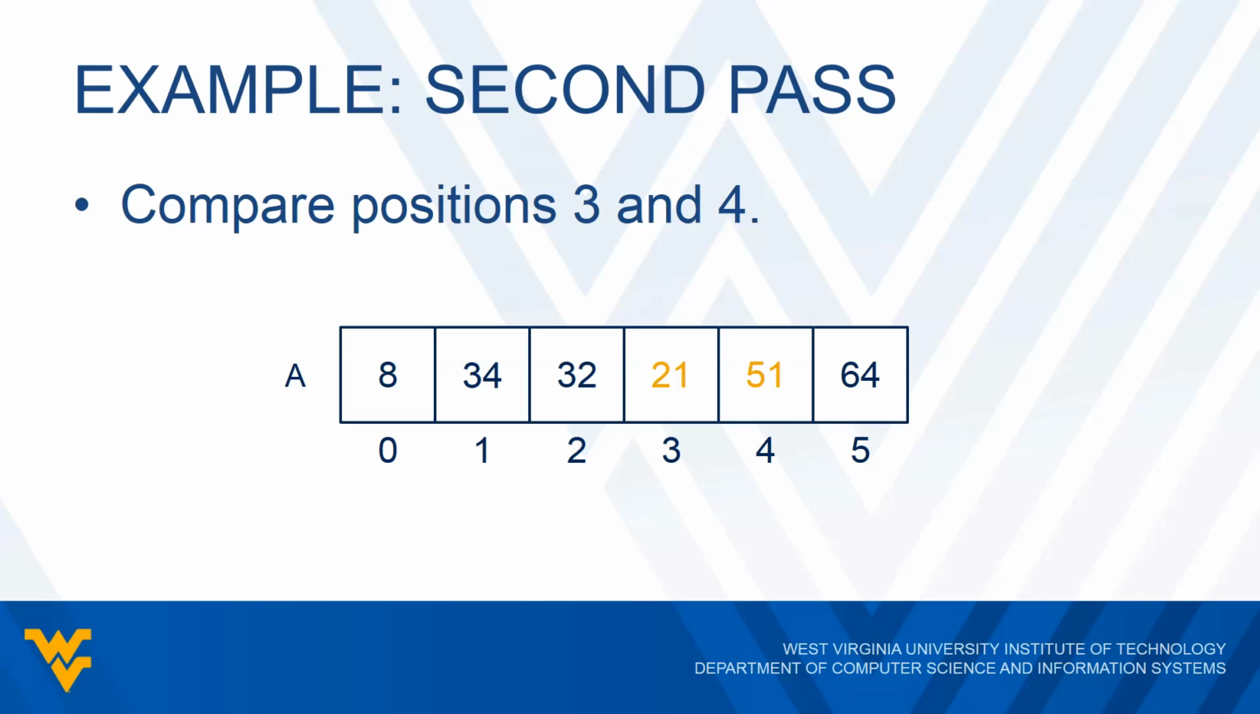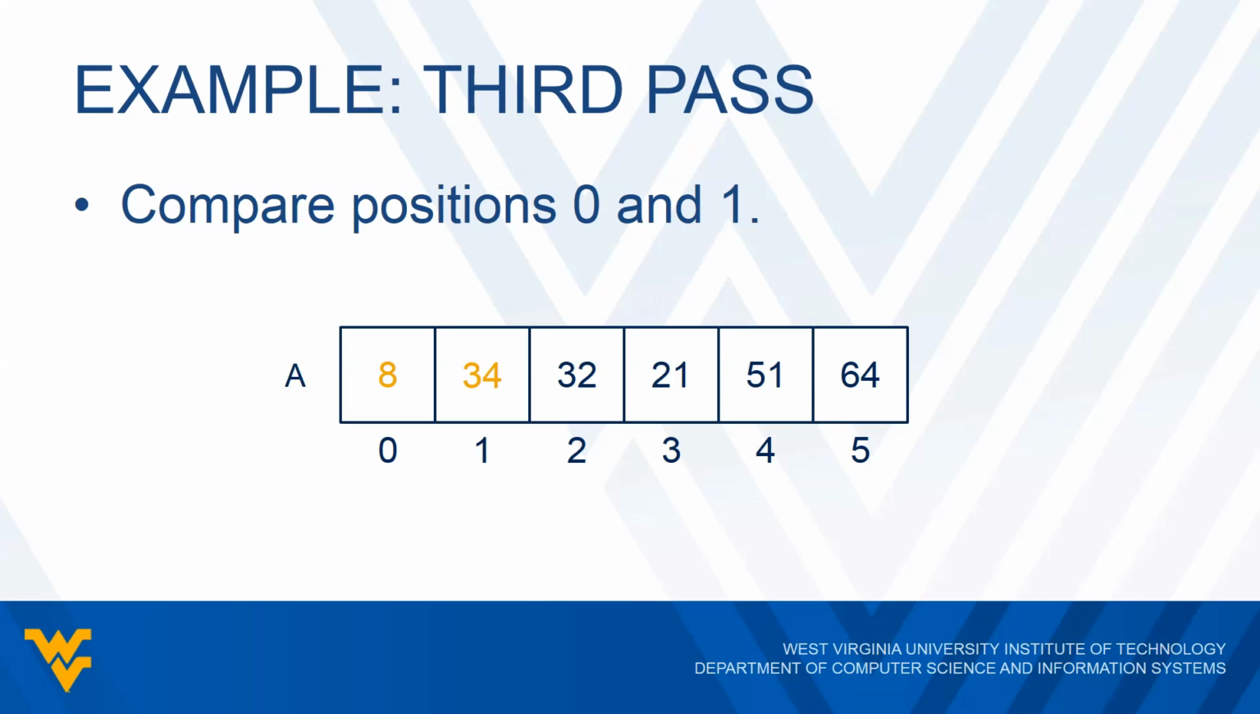And then we'll compare positions 3 and 4. So since 21 is less than 51, 21 is going to be at position 3, and 51 is going to be at position 4. So now here, A4 has the second largest value at this point, which is 51. We'll now go to our third pass.